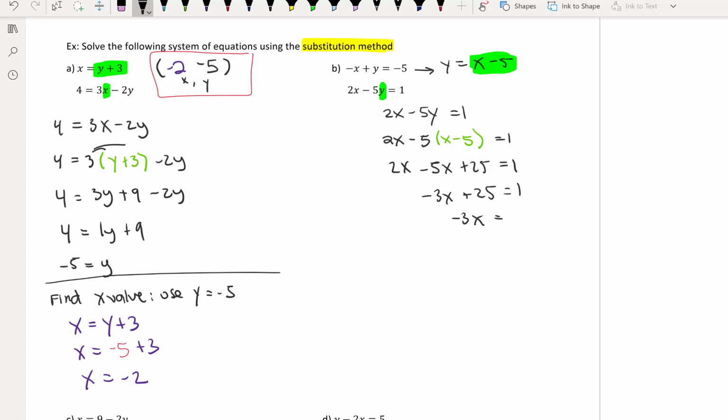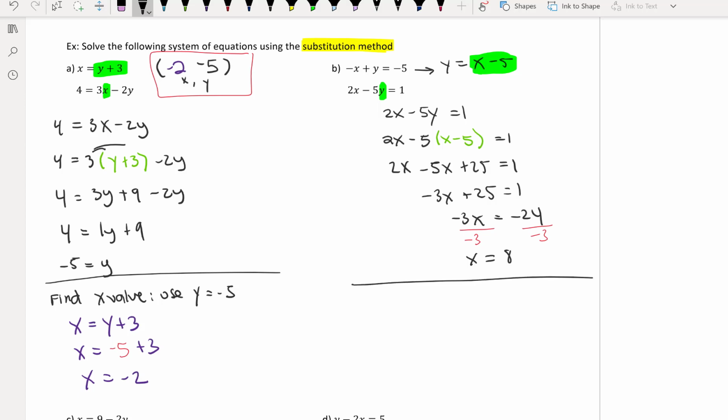And if I were to subtract 25 from both sides, 1 minus 25 is a -24. And don't forget, since this is multiplication, the way to undo multiplication is by division. So I'm going to divide both sides by -3 to get the x isolated. So 24 divided by -3 is going to give me a positive 8. So I'm going to write that down as a positive 8. So far I have only half my solution. So now I need to figure out what my y value is going to be.